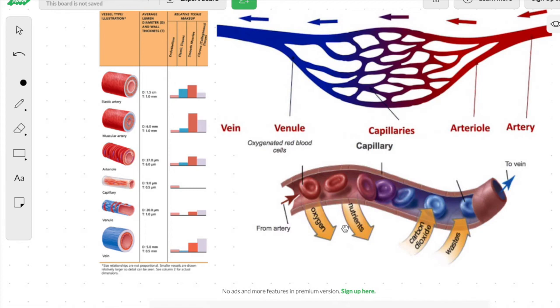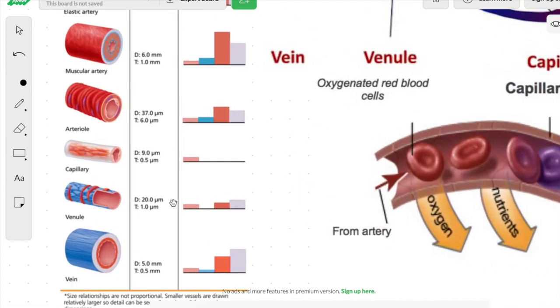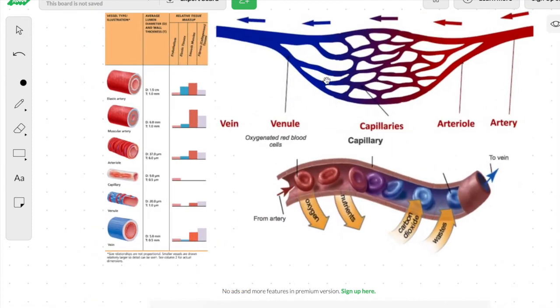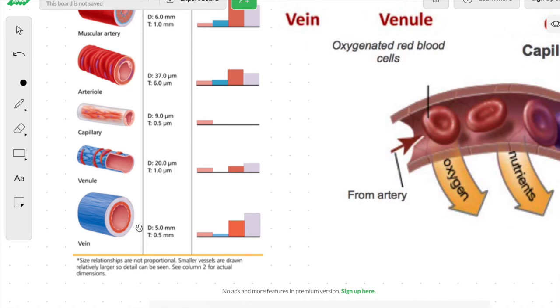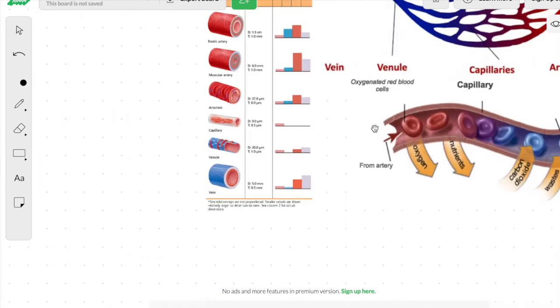Now let's move towards the venules, which are shown here. These are the venules down there. So what are venules? The venules are blood vessels that connect your capillaries with the vein. They have thinner walls compared to your arterioles, and their function is to collect blood from your capillaries. We have just seen it down there.